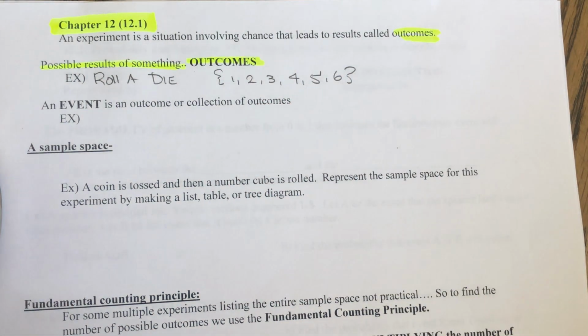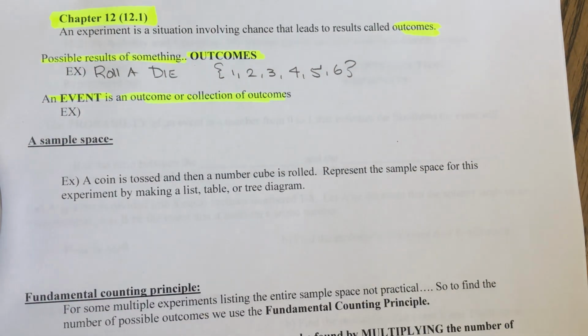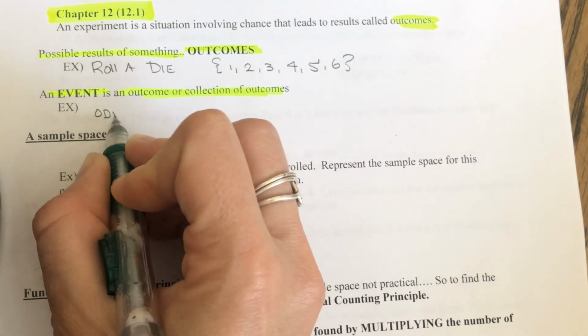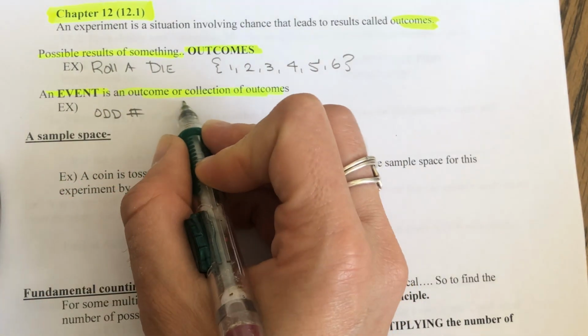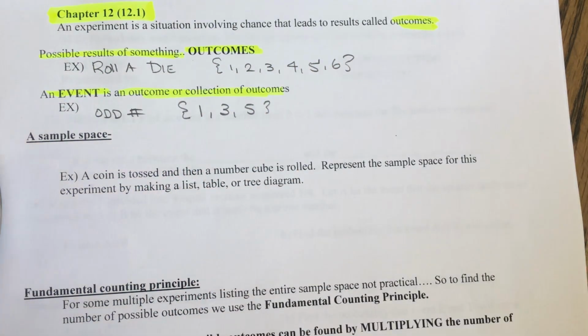Now an event, just a little vocabulary, is an outcome or a collection of outcomes. So then I get a little bit more specific. Let's say you want an odd number. The event would be 1, 3, 5. So that's just the definition of them.